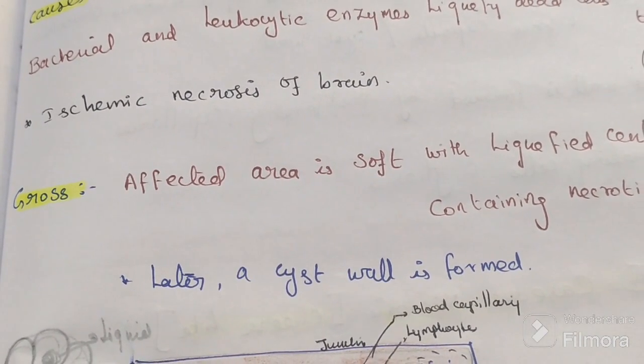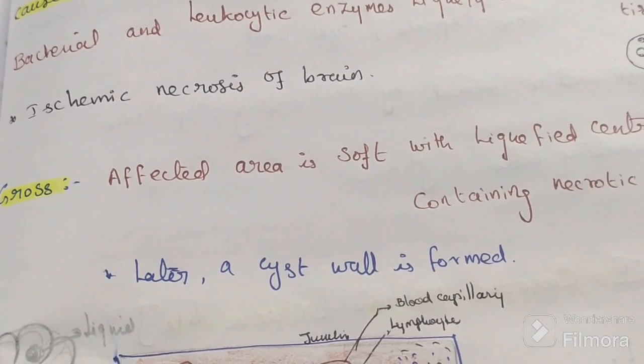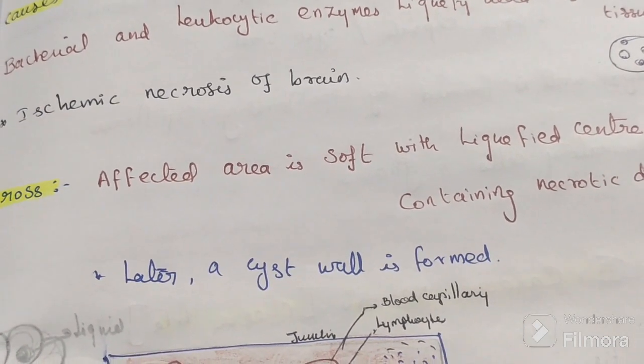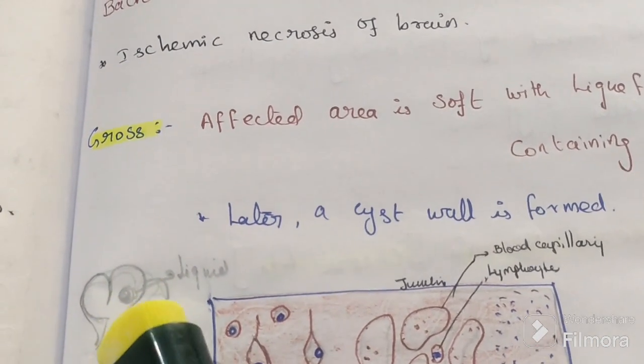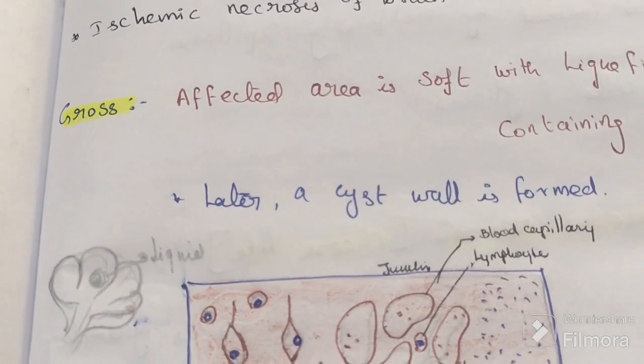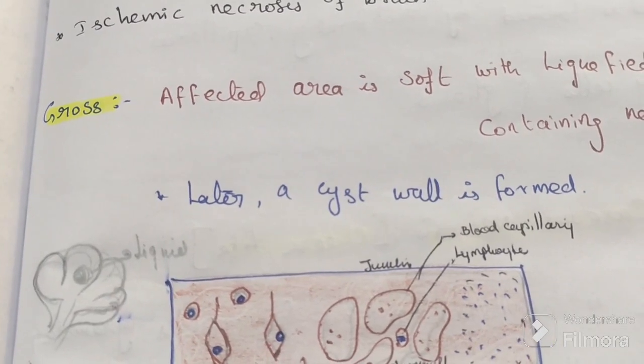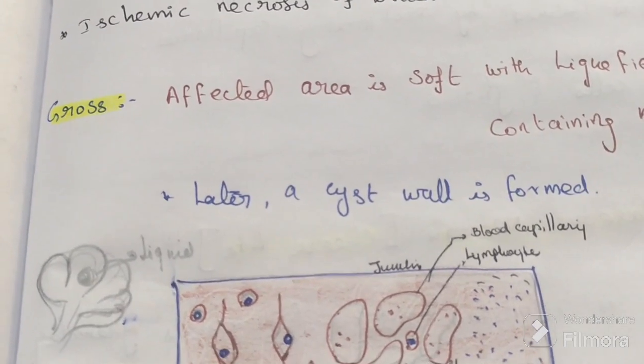Here the organ will contain a cyst with a liquefied center, from inside the brain. So here that center is liquefied material. This brain has a cyst inside containing liquefied material. So this is the gross picture.